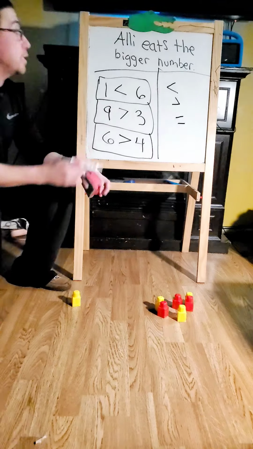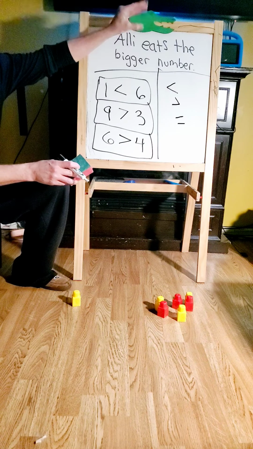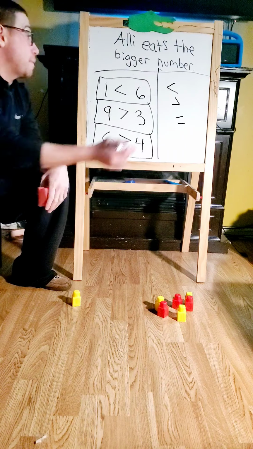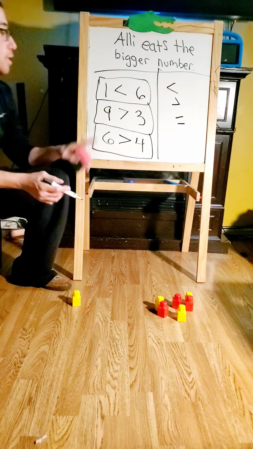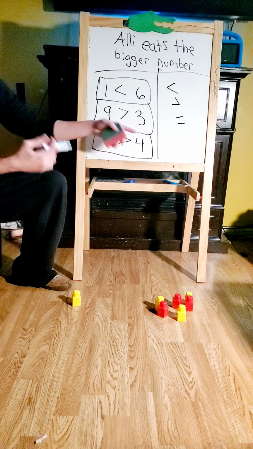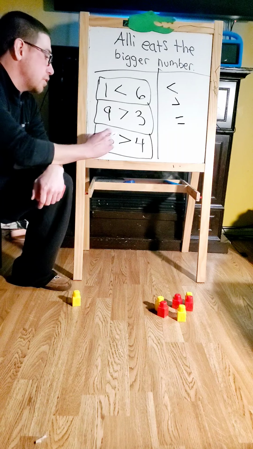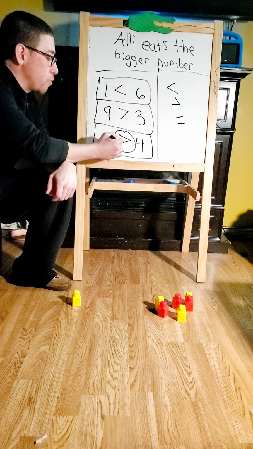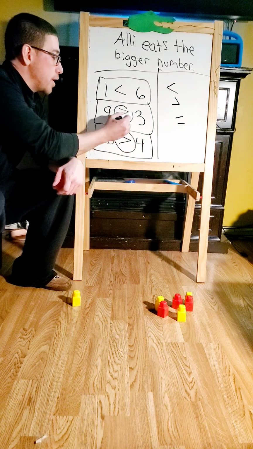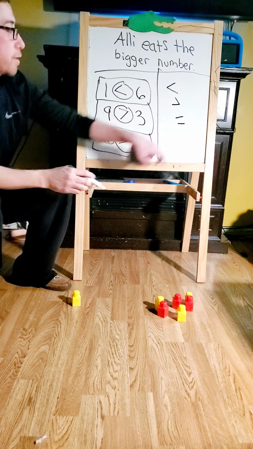And when we do the signs, we want to think of Ali the alligator, right? Mouth open, greater than. He eats the bigger numbers. And mouth closed, less than. So 1 less than 6. 9 greater than 3. And practice saying the numbers over and over. Just practice saying them. 6 greater than 4. You always want to practice saying these signs. Greater than, less than, right? Now we have this sign over here.